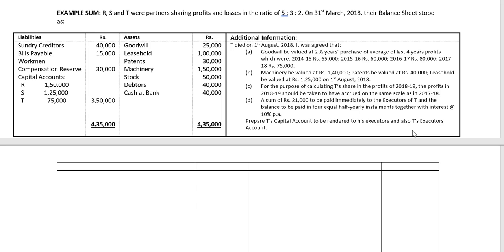So let's go ahead with the solution. We will begin with preparing T's capital account, followed by T's executors account. The working notes will be done at the end of the sum. The balancing figure of T's capital account will be transferred to the executor's account. And in the executor's account, we will pay 21,000 rupees immediately and transfer the balance to the executor's loan account. So let's begin with the solution.